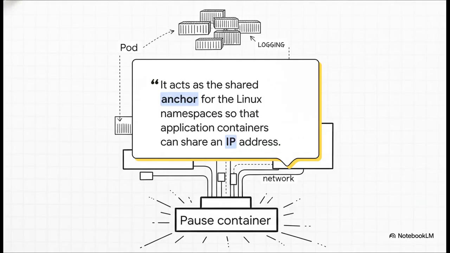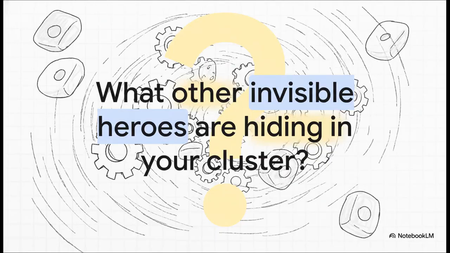And that right there, that's the bottom line. Without this simple, elegant, invisible little container, those advanced patterns we love, like the sidecar we used for logging, just wouldn't work. The entire modern idea of a multi-container pod is built on this one tiny foundation. So the next time you deploy a pod, take a second to remember that silent hero working behind the scenes. And it really makes you wonder, what other invisible heroes are hiding in your Kubernetes cluster, making all the magic happen?